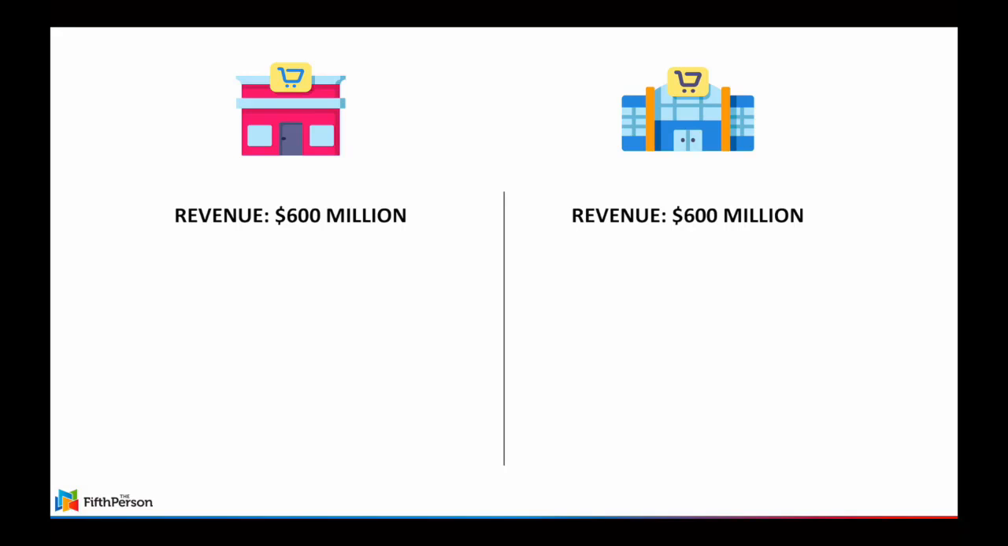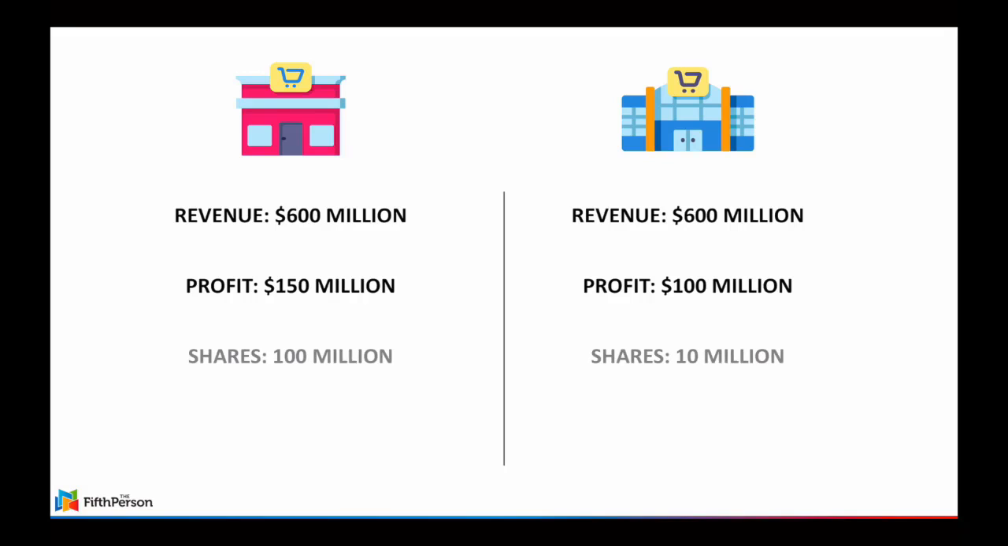Now if I show you that company A is making a net income of 150 million and company B is making a net income of 100 million, based on your reaction, you might say that company A is better than company B. But what if I show you the number of shares that each company has floating in the market? Company A has about 100 million shares floating in the market, and company B has about 10 million shares.